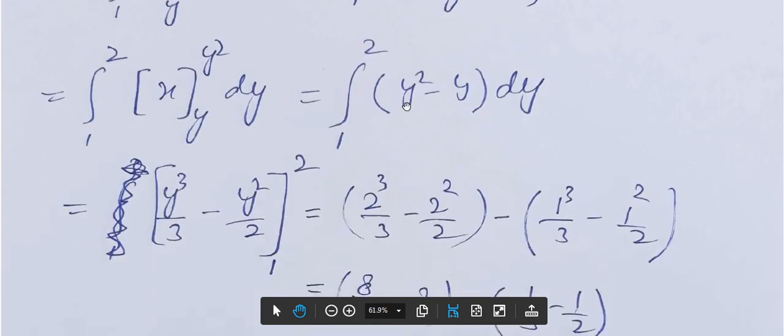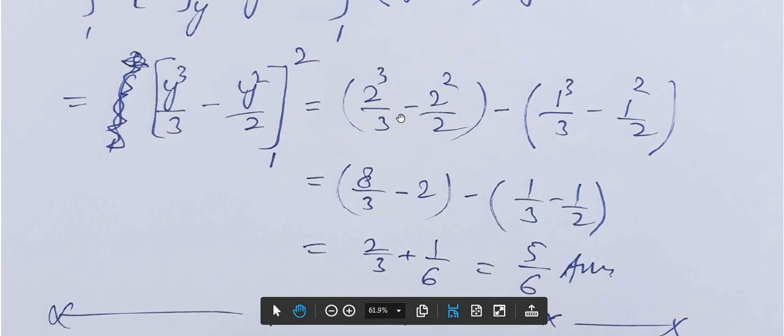So the integration of y square will be y power 3 over 3, you know the formula, minus the integration of y, which is y square by 2, and then you substitute the limit from 1 to 2. First you substitute the upper value 2 for y, and then minus, you substitute the lower value 1. So this will be 2 power 3 over 3 minus 2 power 2 over 2, and then minus 1 power 3 over 3 minus 1 power 2 over 2.